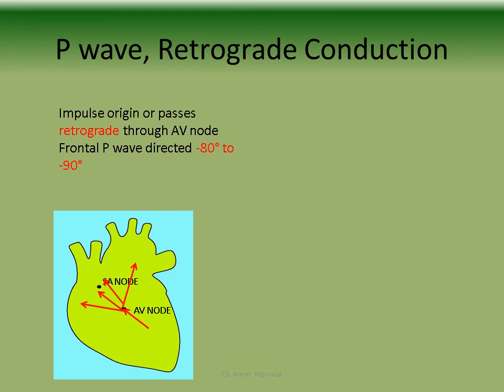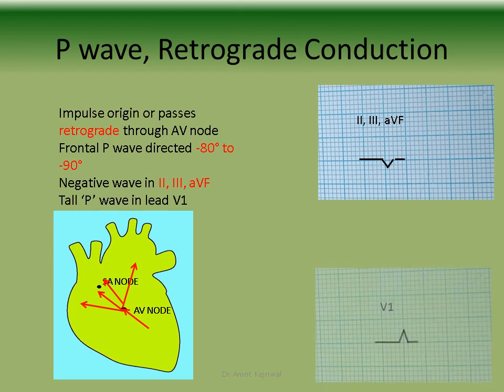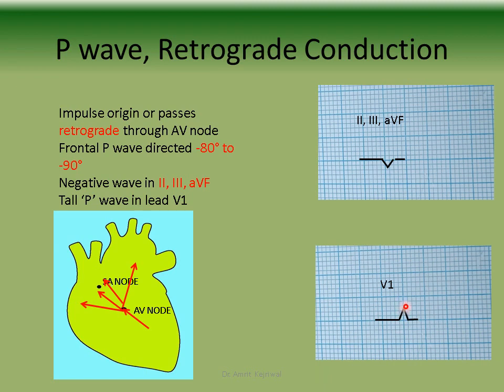The frontal P wave axis in such patients is directed towards -80 to -90 degrees. You get a negative wave in leads 2, 3 and AVF, as seen over here, and a tall P wave in lead V1. Over here we can see it is positive. This is due to retrograde conduction of the P wave, either originating from the AV node or passing through the AV node from the ventricles into the atrium.